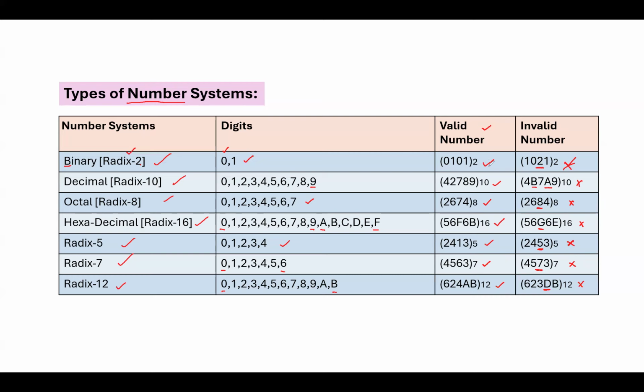In this way, you should try to write several valid numbers and several invalid numbers, because in some problems they may ask whether the given number is valid or not. Then you should easily find whether the given number is valid or not. Okay, so these are the types of number systems.